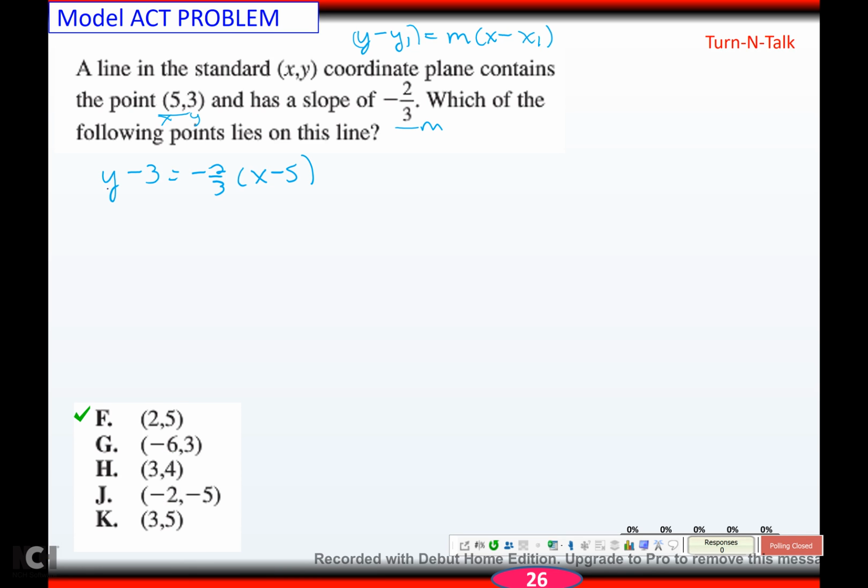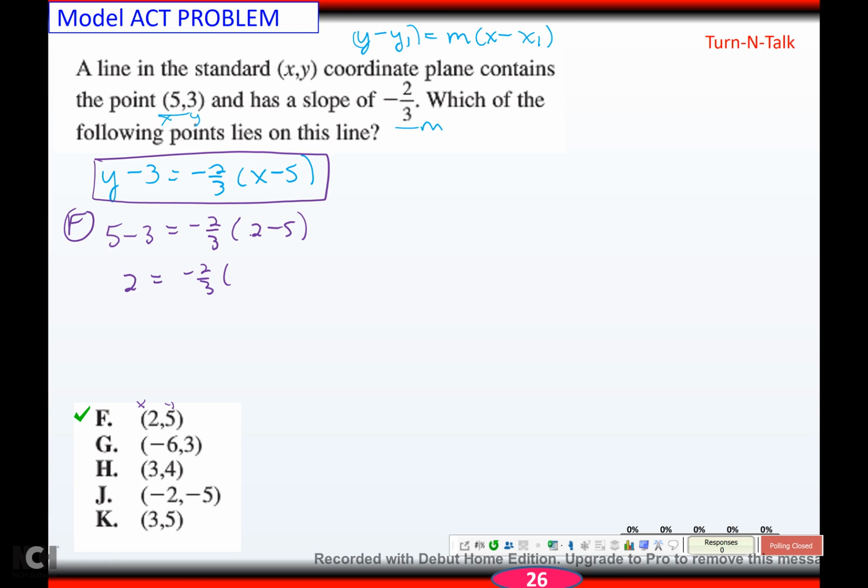If I test 2, 5, they're saying make x 2 and y 5. So 5 minus 3 equals negative 2/3, 2 minus 5. That's 5 minus 3, that's 2. That is negative 2/3 times negative 3. That's a positive. 6/3, 2 equals 2. It works. And you wouldn't have to check the rest of them.